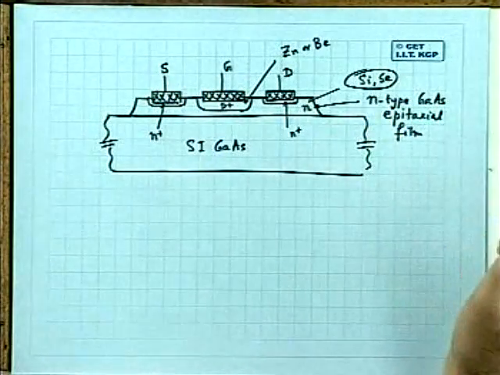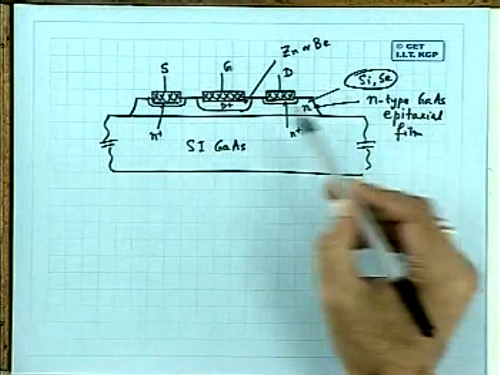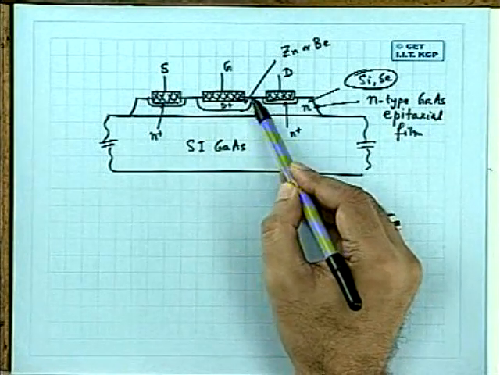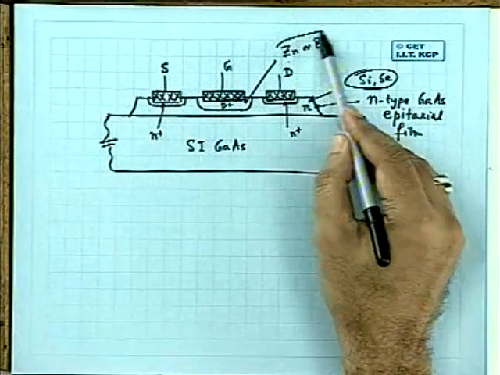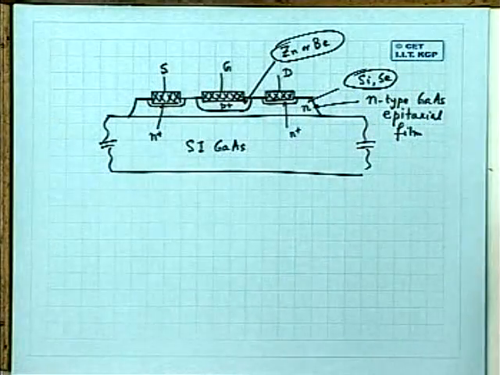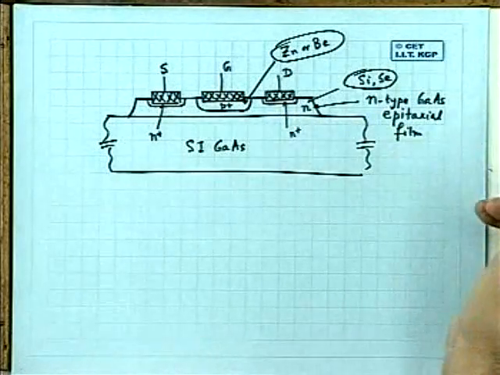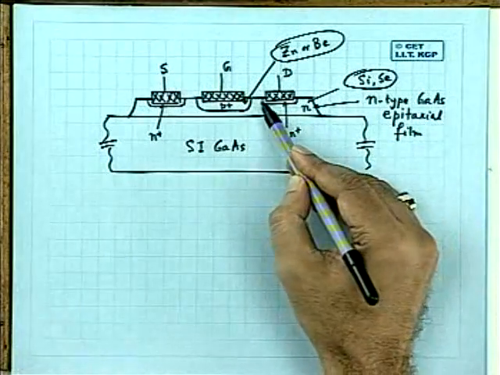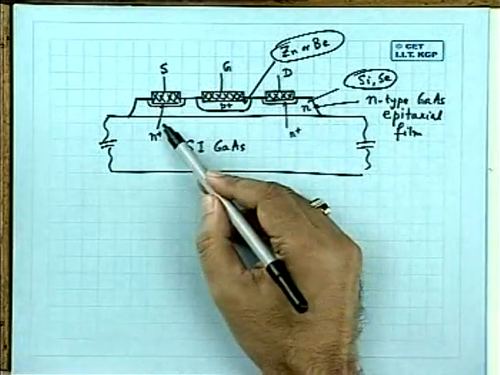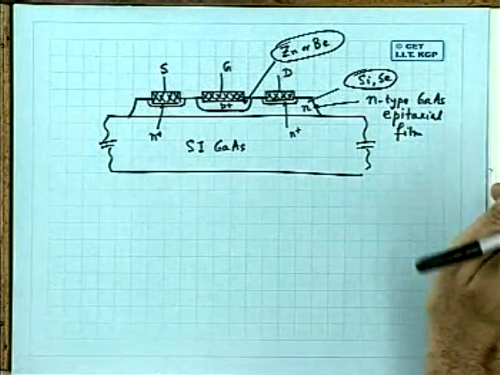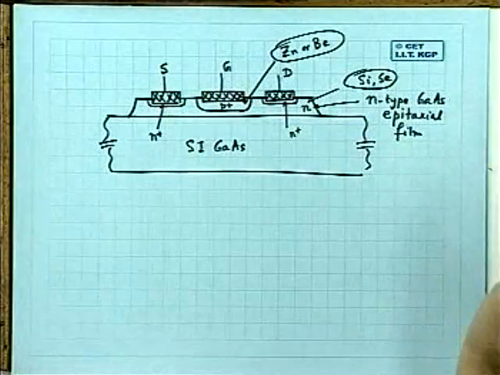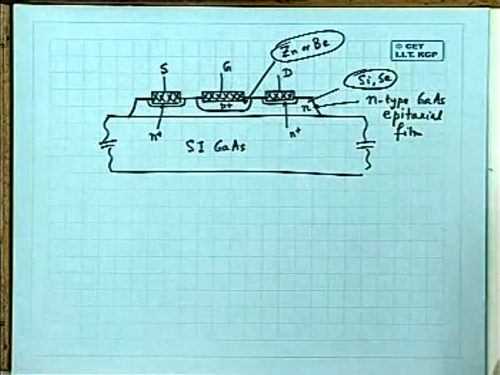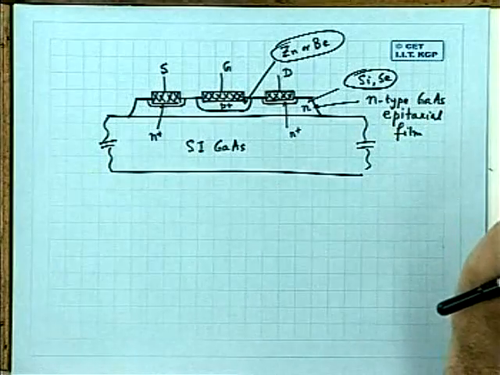Silicon is very popular today for various reasons. Then you have a P plus doped region at the center. Usually it is zinc or beryllium doped. P plus doping is done by zinc or beryllium. Then at the two ends, you have N plus doping by again silicon, heavy dose implantation. This is all done by implantation, not by diffusion. Implantation and annealing, diffusion is avoided.